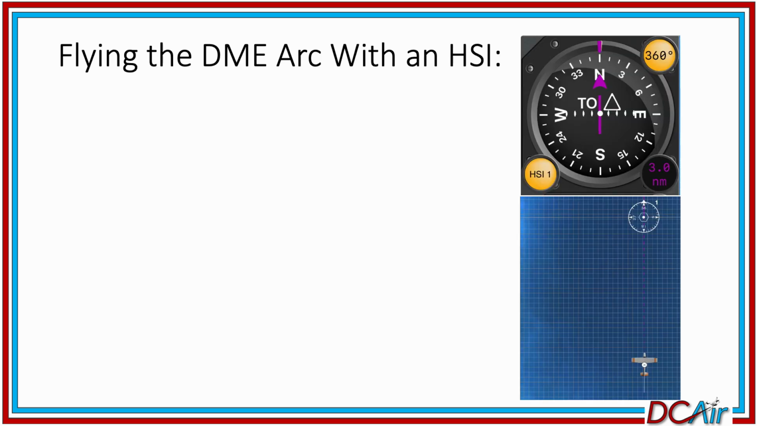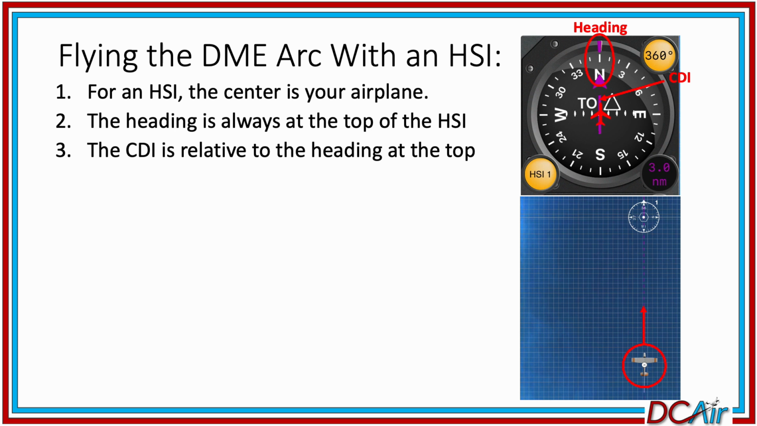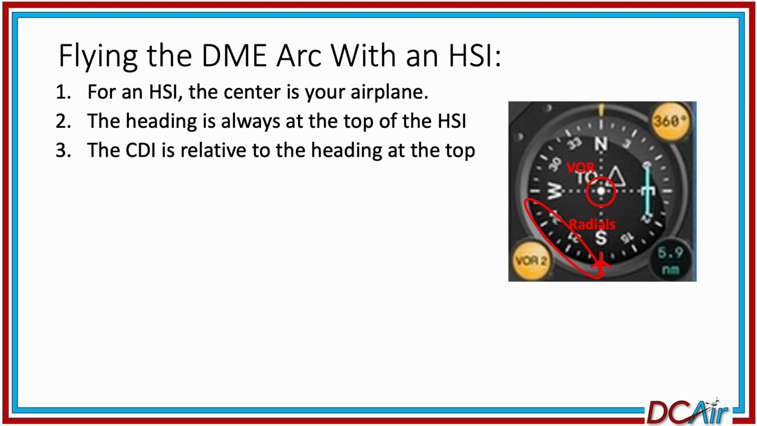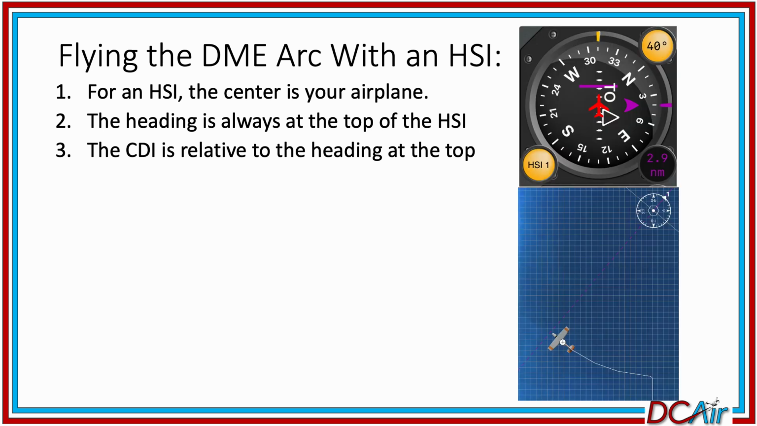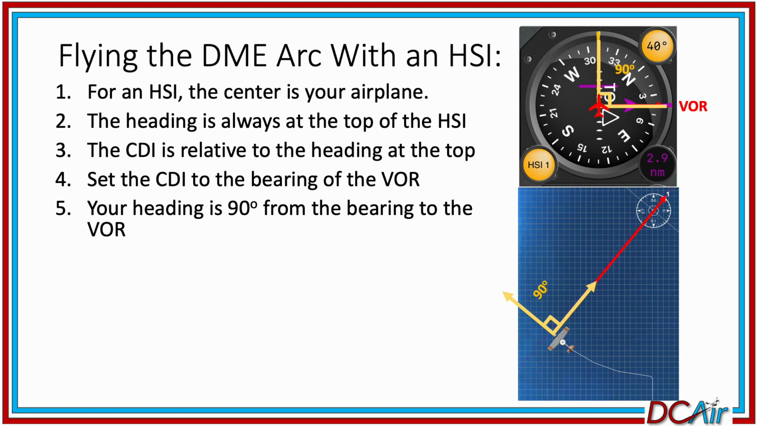With an HSI, flying the DME arc is different, but is actually easier to visualize. When flying a DME arc using an HSI, the center of the HSI is your airplane, and the representation of the CDI always has the heading at the top of the CDI. Recall that with a DME arc using an OBS, the center of the OBS was the VOR, and we looked for the radials that would be crossed to determine which part of the OBS to center as the airplane flew the arc. With an HSI, we will still cross radials, but our focus will be on the airplane's bearing to the VOR, which will always be at 90 degrees to the heading as we travel around the arc.